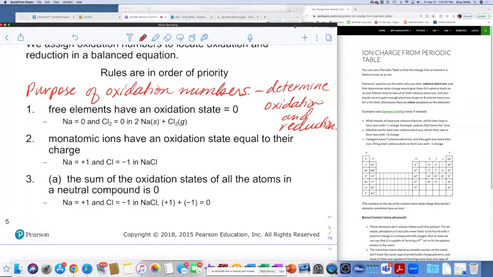If the reactant is being added to oxygen, you could use that. But what if there's no oxygen? There's no obvious oxygen being added. Then we rely on oxidation numbers. Okay, so they're a means to an end. The end is figuring out oxidation and reduction in a chemical reaction.